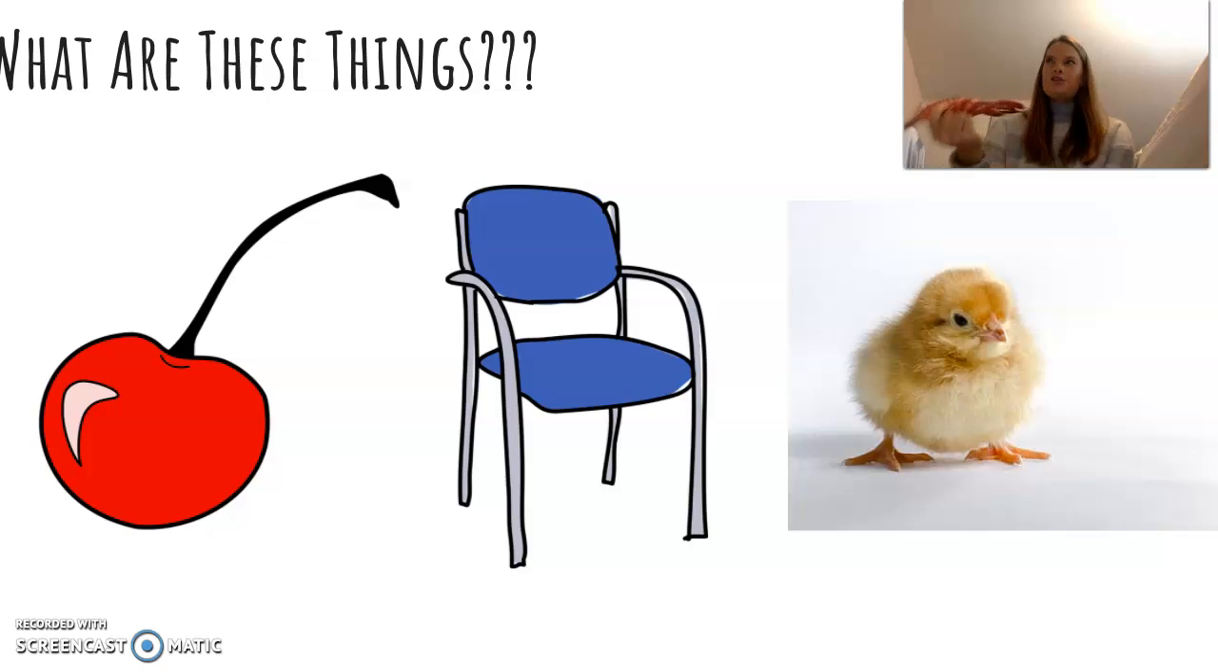Chair. Do you guys think chair has the digraph CH in it? Yeah, it does. Ch-air. CH. Chair. So, let's look at the last one. A chicken. No, that's a baby chicken. It's called a chick. Does chick have the digraph CH in it, Thompson? Yes, it does. So all three of these things, in their name, they have the digraph CH in it. Ch-erry for cherry, ch-air, chair, and chick for chick.